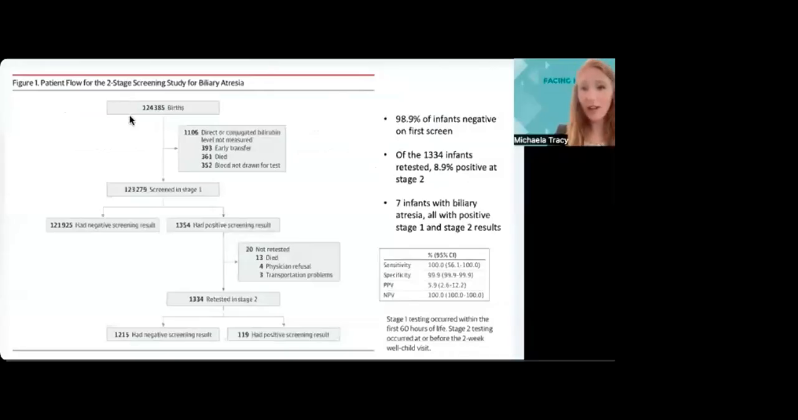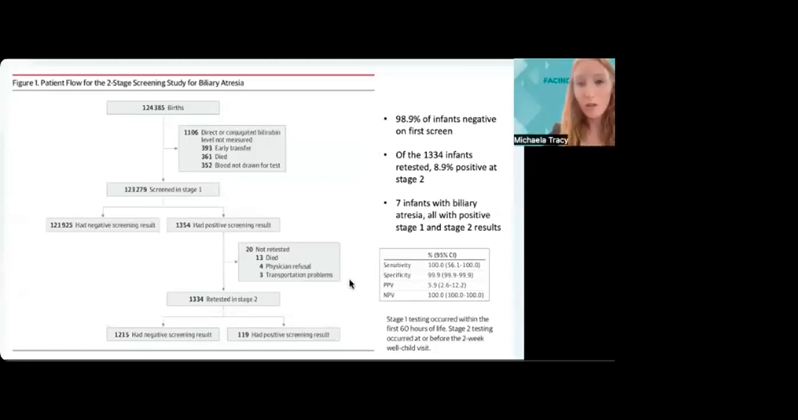So there were 125,000 births and about 122,000 kids screened out immediately at the 60-hour of life mark, meaning that 99% of infants were negative on their first screen. Of the remaining 1.1%, there were then almost 9% of infants who were positive at their second screen, meaning 119 patients. Of those, 7 patients ended up having biliary atresia.